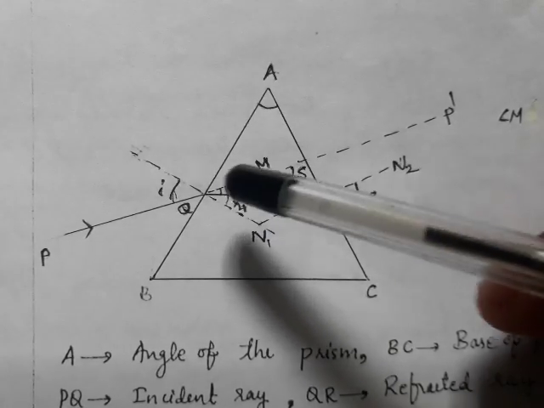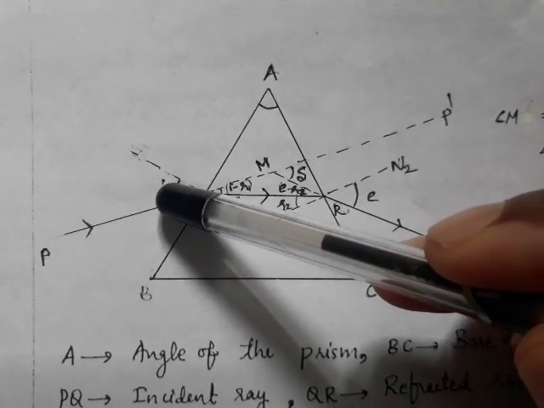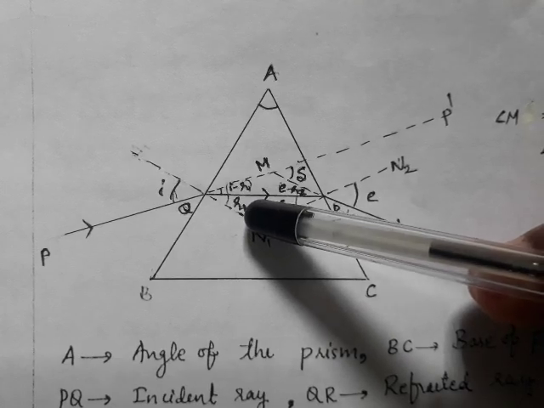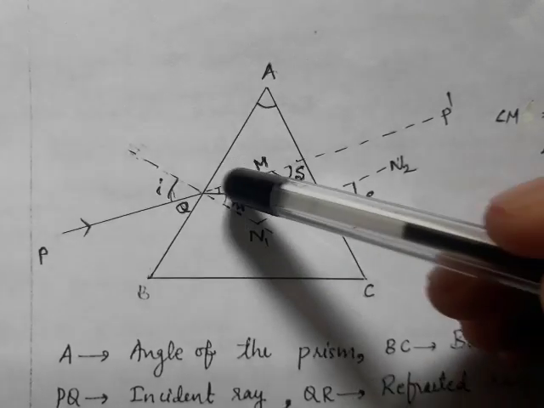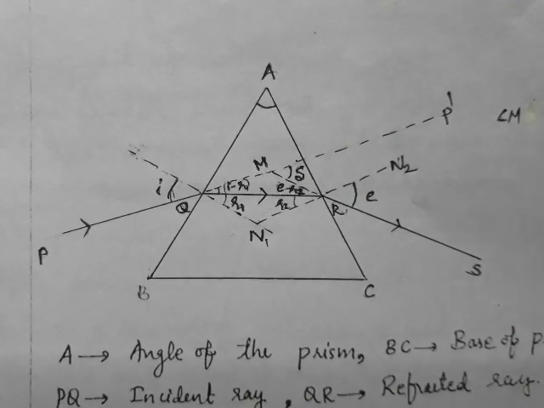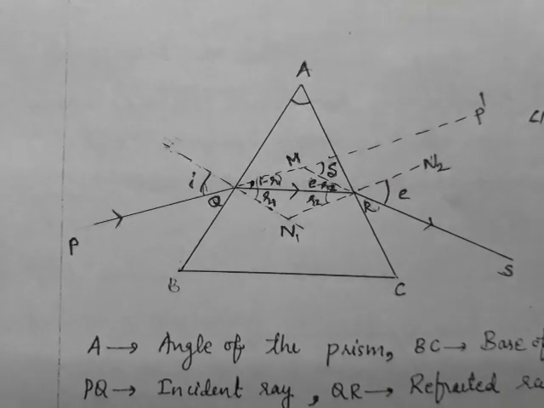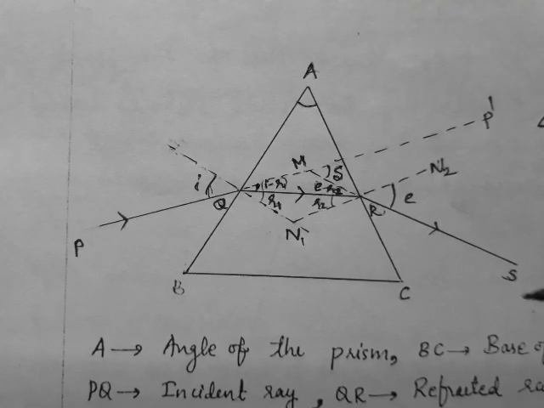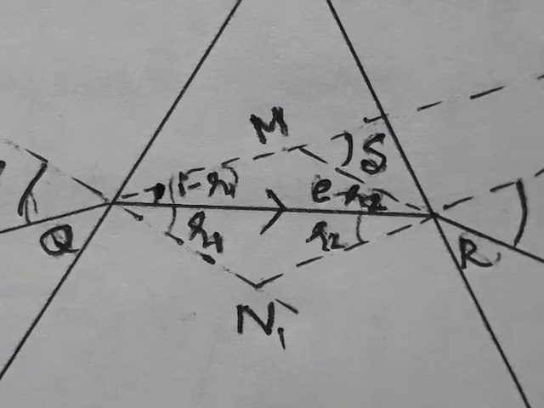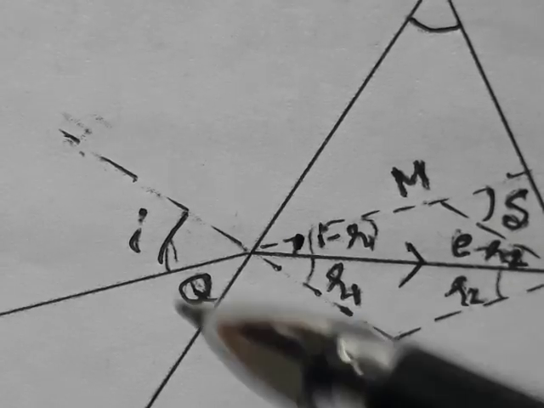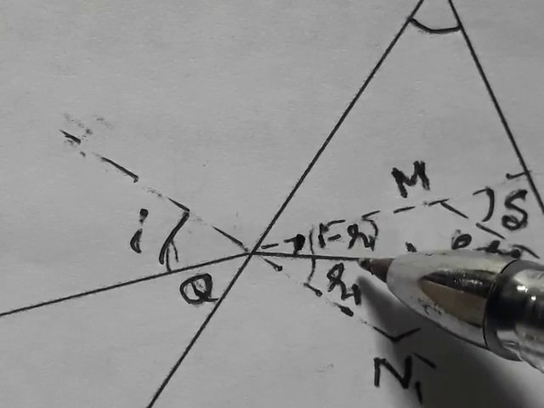Two sets of angle of incidence and refraction will be there. The first angle of incidence is I, the corresponding angle of refraction is R1, and here you can mark the remaining angle. This remaining angle will be I minus R1. So we have considered this alone: angle of incidence I, angle of refraction R1, and the remaining angle I minus R1.